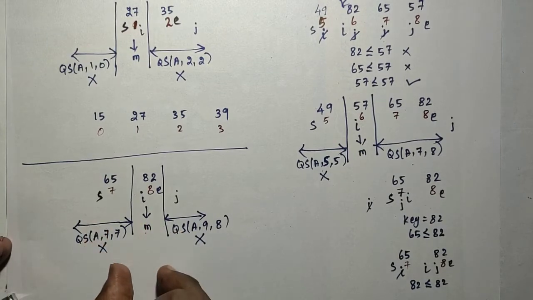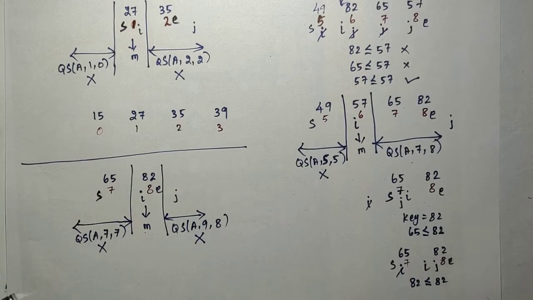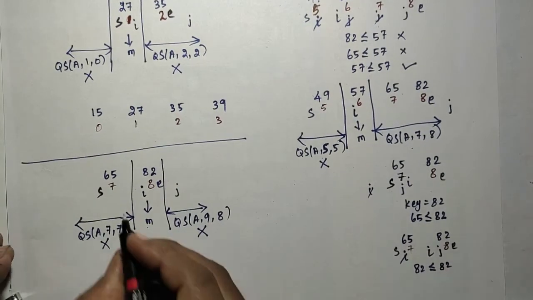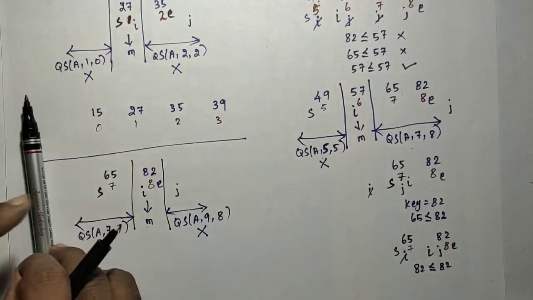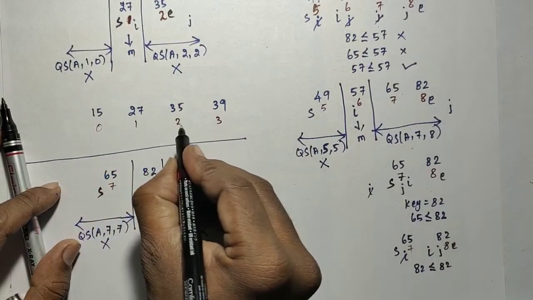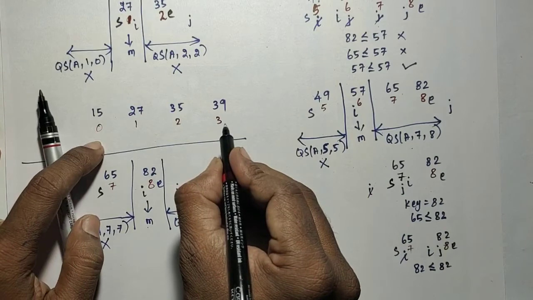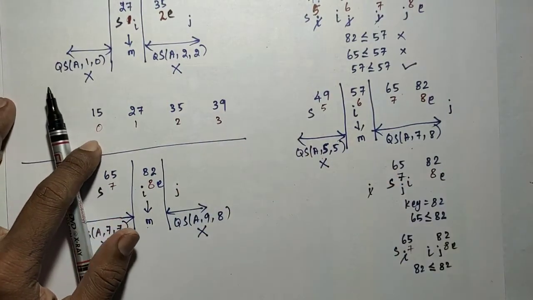So after this, what is the content? At the 7th position, and the 8th position is this 65 and 82. So this is already at, 0, 1, 2, 3, the third position. Okay, and the 4th position what?